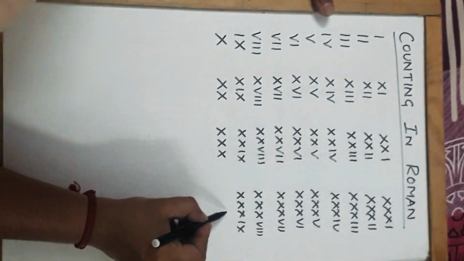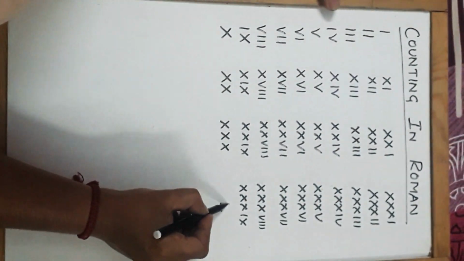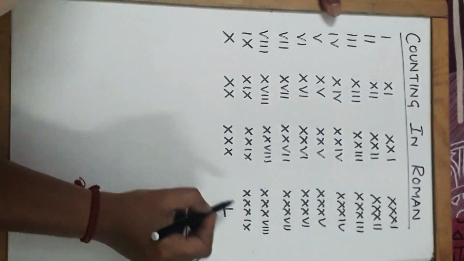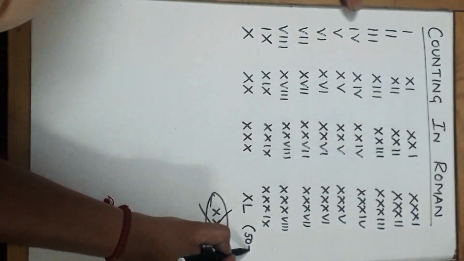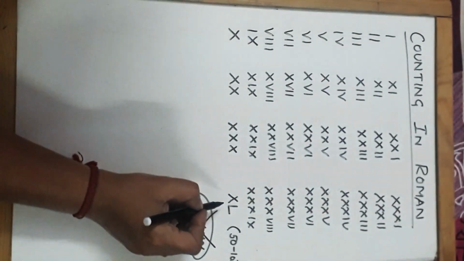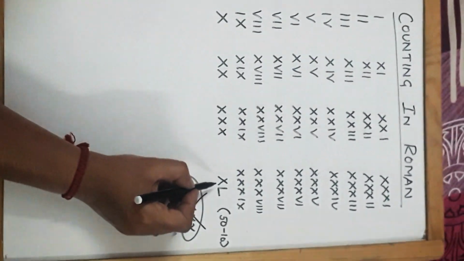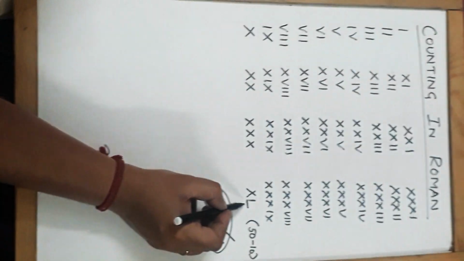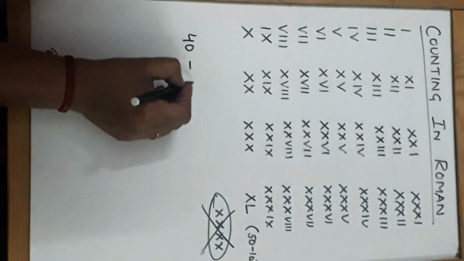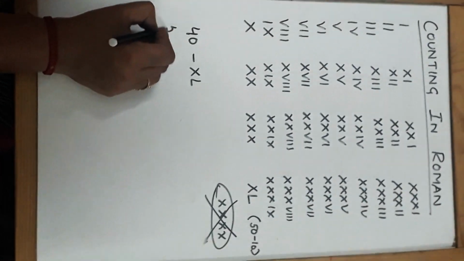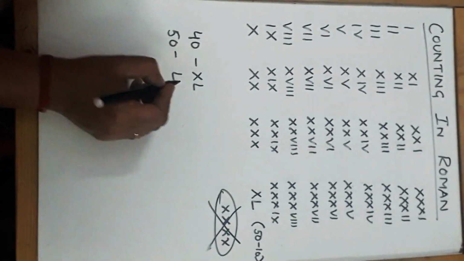So we will write 50 first. The symbol of 50 is L and X before L. This is 50 minus 10 is 40. Now X before L becomes 40. So 40 is written as XL. Now 40 is XL, 50 is L.